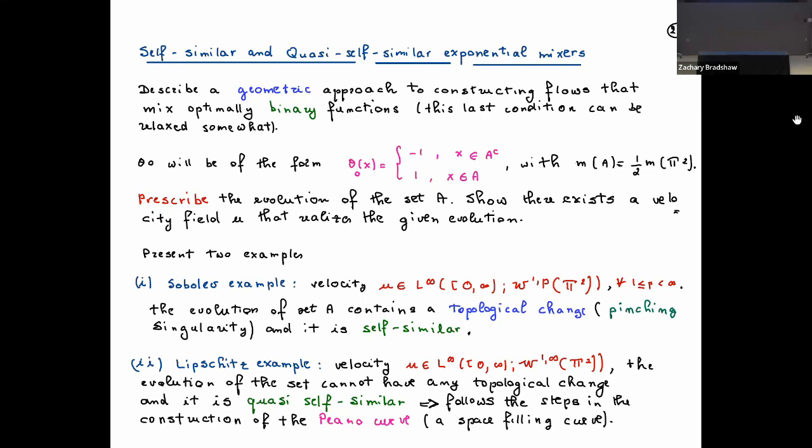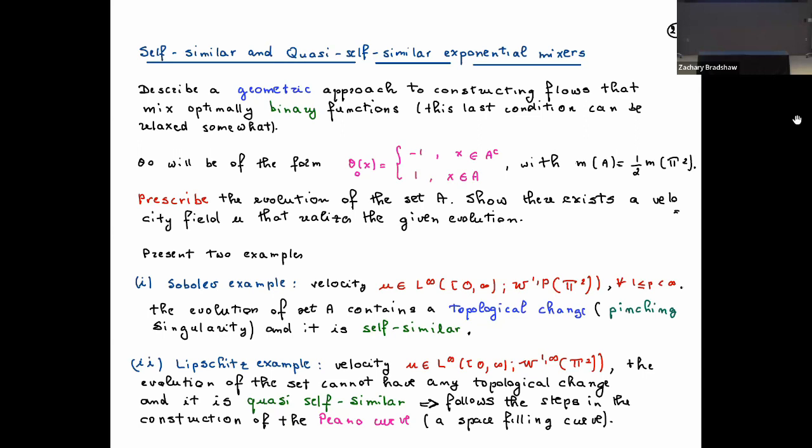So our idea is very simple. We will prescribe the evolution of the set A. And then we're going to show that there exists a velocity field U that realizes the given evolution. And the delicate part here is not so much to show that the vector field exists, but to control the norms, control the regularity of the velocity U as you go through the evolution. There will be 2 examples. One will be a Sobolev example, that is, the velocity will be uniformly in time with values in W^{1,p} for any p. So the same velocity here works for any p except infinity.